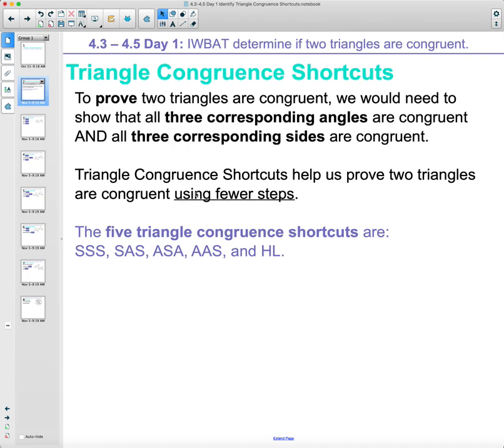However, there's a couple shortcuts using only 3 steps that will also prove the triangles are congruent and will force those other pieces to be equal as well. So these are the 5 that we're going to talk about in this video.